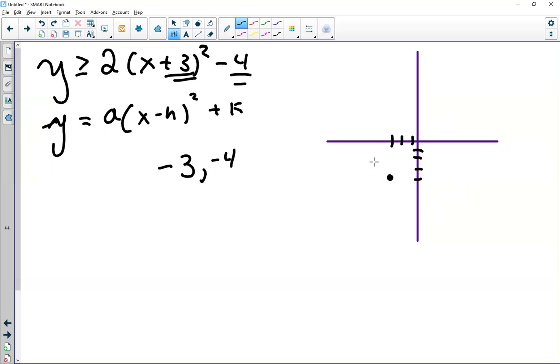Now, if you have your calculator, you could type this in to graph it. You have a calculator you borrow from the school, but then you graph the points. It doesn't matter how you graph it.